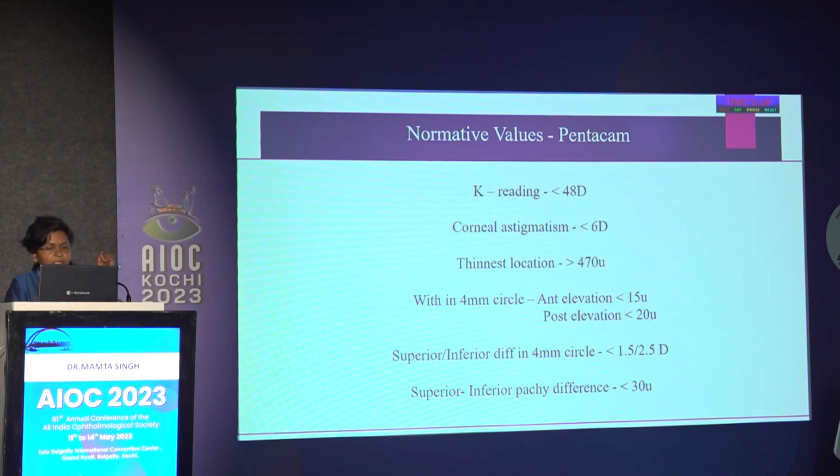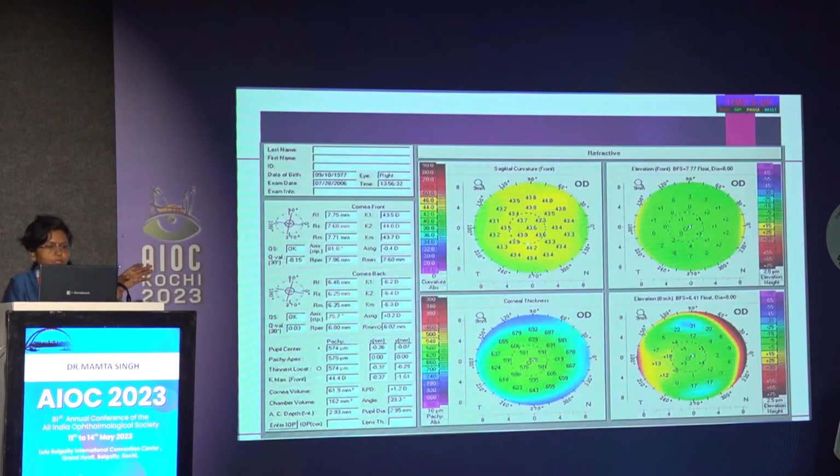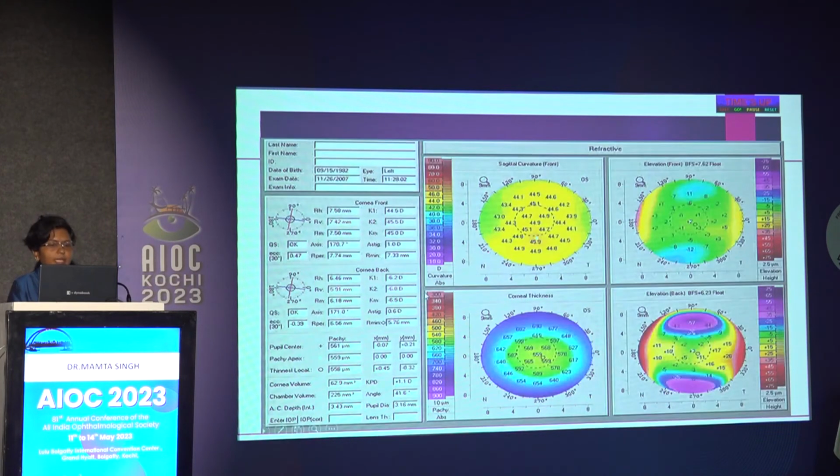And the superior-inferior pachymetry difference should be less than 30. These are the normative values that we talk about. If we talk about this scan, we can see that nowhere is the value reaching 48, 49. Anterior elevation seems to be pretty fine. Posterior elevation again is less than 20, and the pachymetric value appears to be normal. And the quality of the scan is obviously okay. So this was a normal corneal topography.